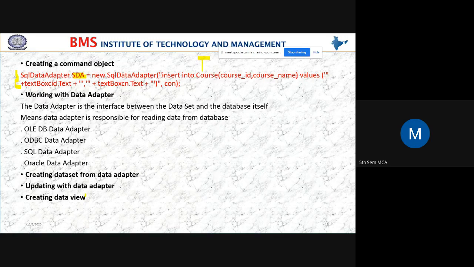Next we have working with data adapter. Now, you may ask, what is a data adapter? Definitely you'll ask. The data adapter is an interface between the dataset and the database itself. When you execute the Part B program, you will use the command object, data adapter, everything, so you will get a clear idea. Here in the theory part, I'm explaining the purpose of the data adapter. It is an interface between the dataset and the database.